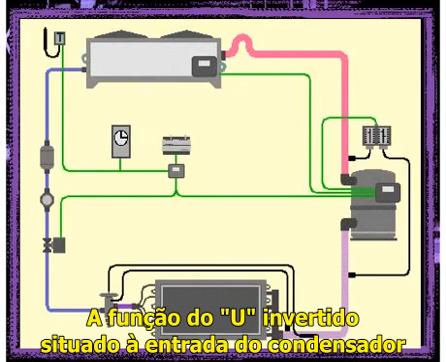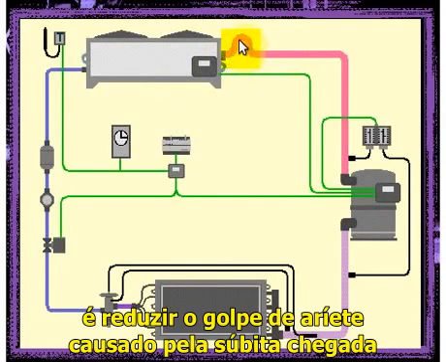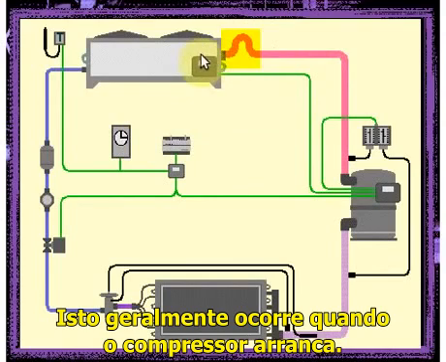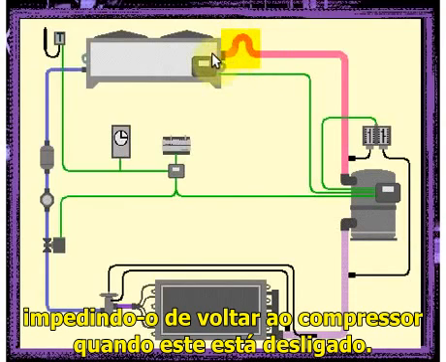The function of the inverted U-trap located at the condenser inlet is to reduce the hammer effect caused by the sudden arrival of a mass of refrigerant in the condenser. This usually occurs when the compressor starts up. The inverted U-trap also holds back the liquid refrigerant and prevents it from returning to the compressor when the compressor is off.